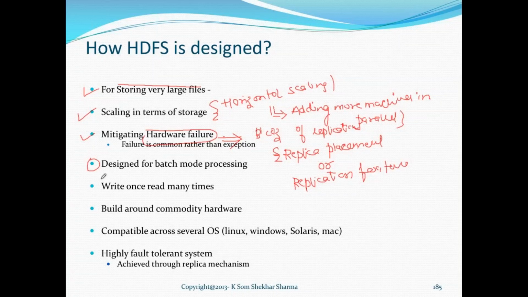It is designed for batch mode processing. We'll understand in a little while what we mean by batch mode processing. It is designed for write once and read many times. Understand that when Hadoop was designed, it was never designed for real-time writes or updates. When you say write once, it basically means that you are going to upload your large amount of data, probably terabytes of data, in one shot, and then you read that data many times for different analysis purposes.